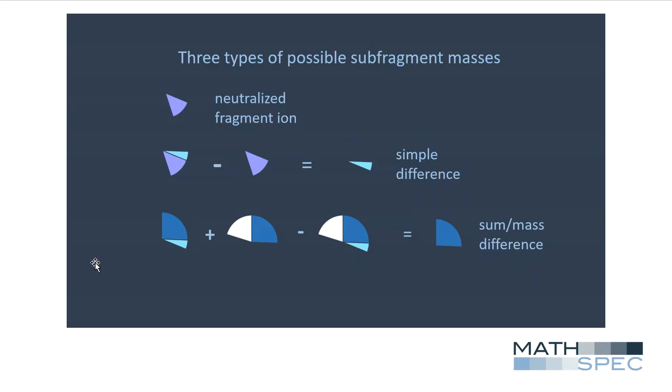There are 3 types of possible subfragment masses: neutralized fragment ions, simple differences, and some mass differences. These can be obtained by addition and subtraction. For a mass spectrum like this one with 12 ions, there will be 298 of these masses and mass differences.